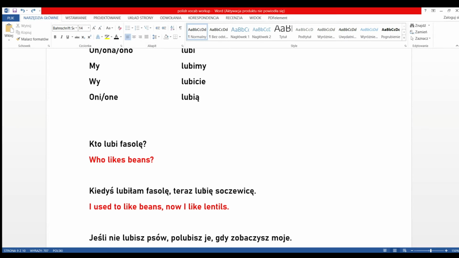So as we said before, as we said in this lecture, if you don't know what I'm talking about, you have to go check the 4th lecture before coming here, because these are the examples of the verb. Okay. Now I like lentils, teraz lubię soczewicę.